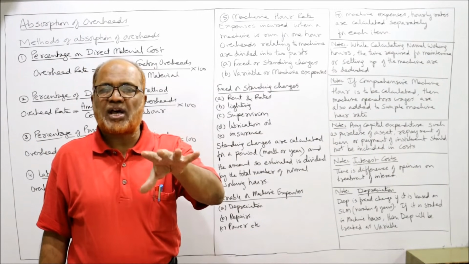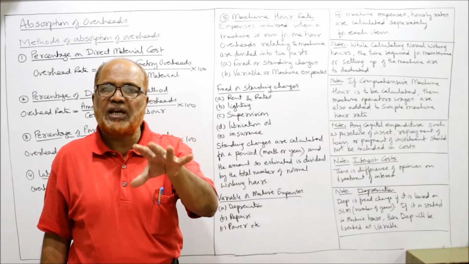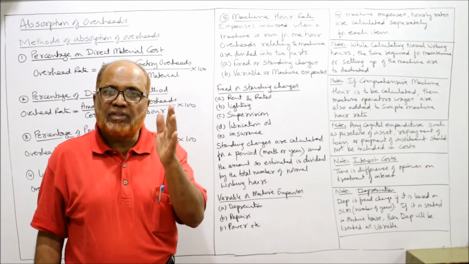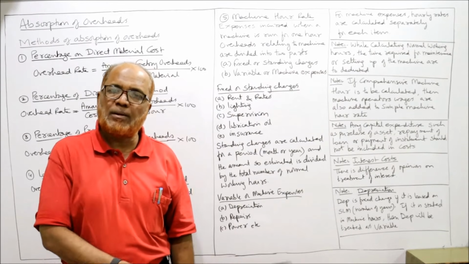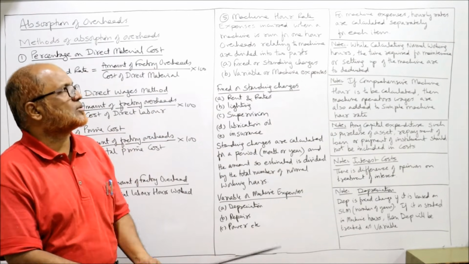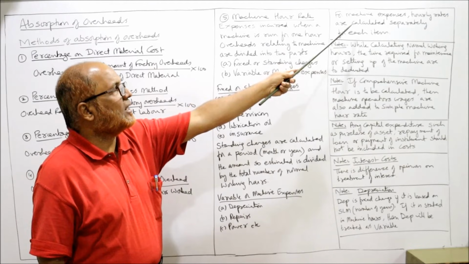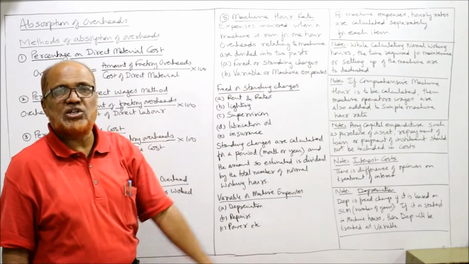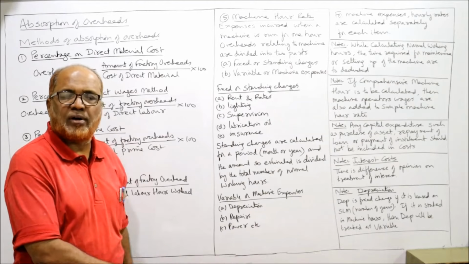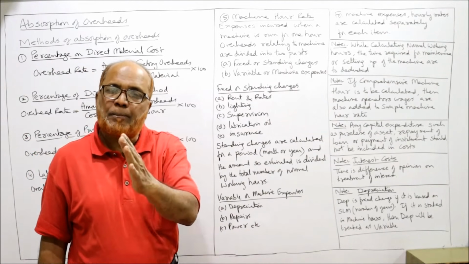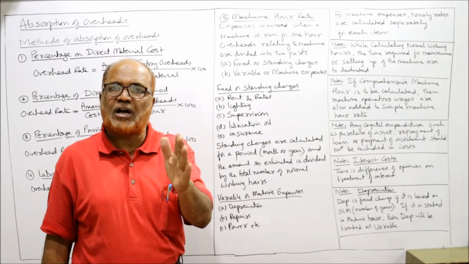The expenses which are incurred only when the machine is running. If the machine is stopped, no expenditure is incurred. इसको कहते हैं machine expenses or variable expense. For machine expenses, hourly rates are calculated separately for each item. For each item, that is for depreciation, for repair, for power, every item separately we calculate machine hour rate.